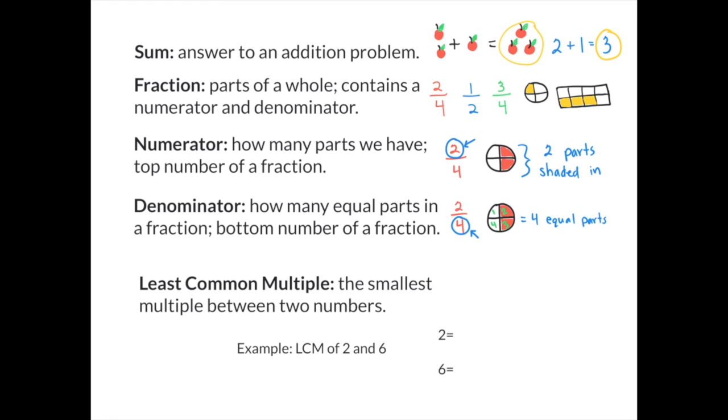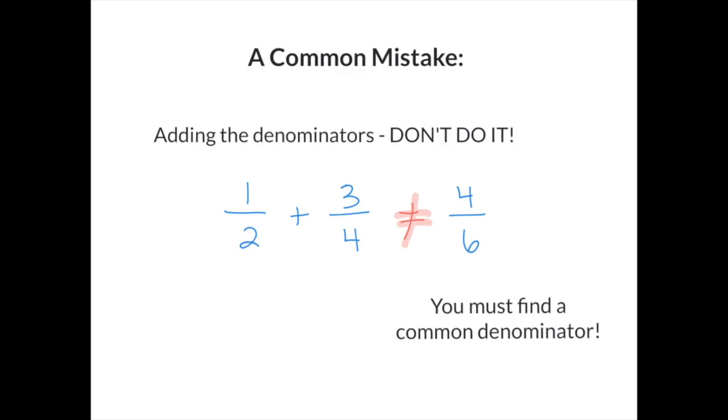Our last vocabulary word is least common multiple. This is the smallest multiple between two numbers. So for example, if I was looking for the LCM of 2 and 6, first I would need to write out the multiples of 2: 2, 4, 6, 8, 10, and of course I can keep going. Now let's do some multiples of 6: 6, 12. Oh, but I can stop because I see that I have a common multiple already. The smallest common multiple is 6. So the LCM of 2 and 6 would be 6.